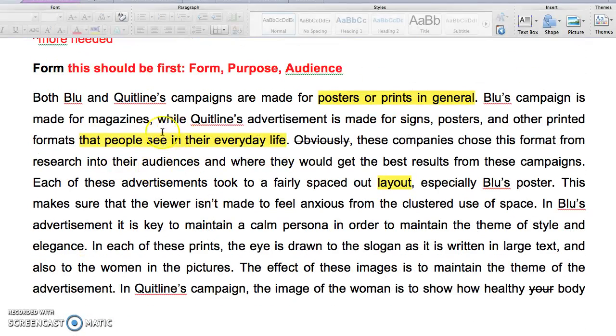Form. Now, as I said, this should really come first. And you're right, they're made for posters or prints. But what do you mean prints in general? What does that mean? They were made for posters. Did they appear in magazines? I think you talk about this, but again, under a different heading. So you need to make sure that you're talking about form, all those aspects of form, the kinds of magazines that they were published in, and the fact that they were put on posters at bus shelters, perhaps in shopping malls. And again, you have to show your understanding.